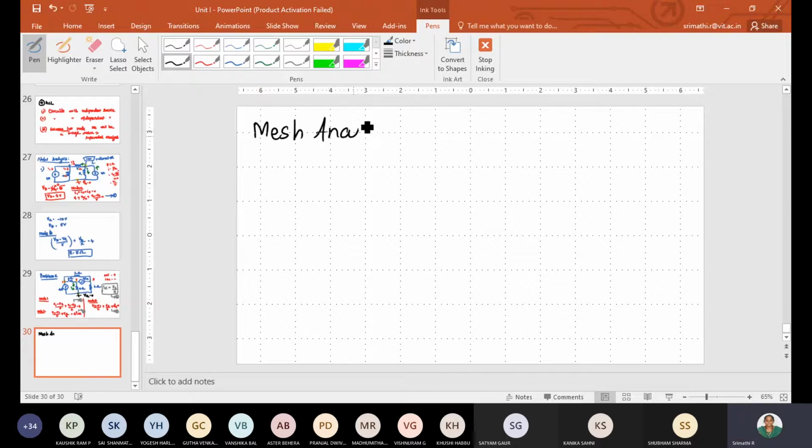So the next one is mesh analysis. You can even make a group discussion with your friends and try to write. Okay. The next one is mesh analysis. For the time being, I'm not covering super node analysis. If required, I'll do it later. So the problem is, please note it down.